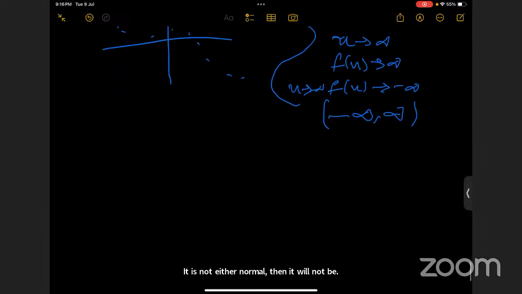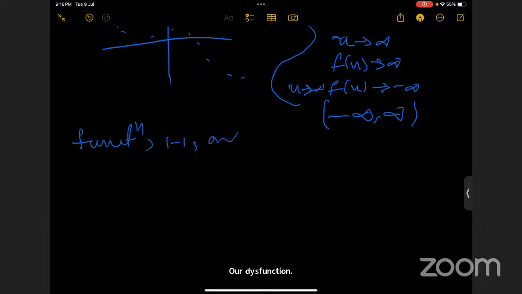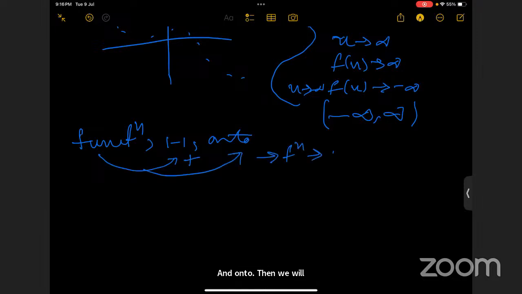Okay. So up to now we covered what is a function, what is a one-one function, and what is an onto function. If we have a function which is both one-one and onto, then we will say that the function is bijective. And if a function is bijective, then we will say this is invertible or reversible.